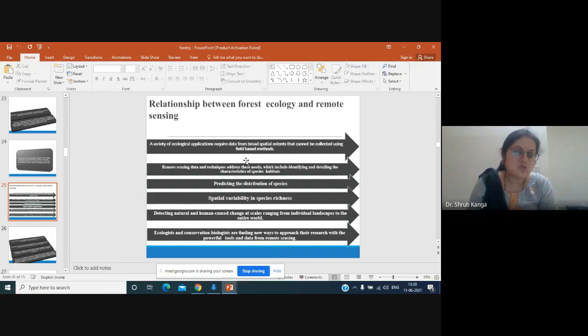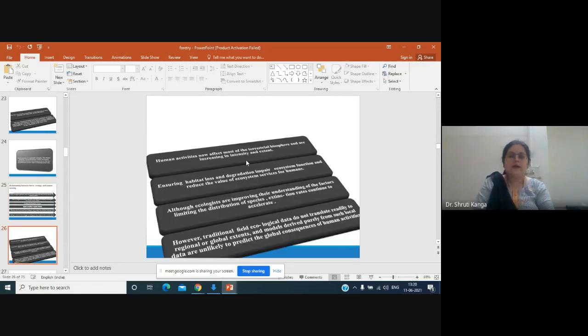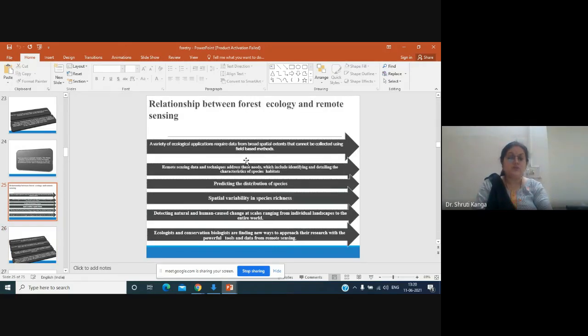So detecting natural and human caused changes. With time we can also get an idea of what kind of changes are taking place in different areas.